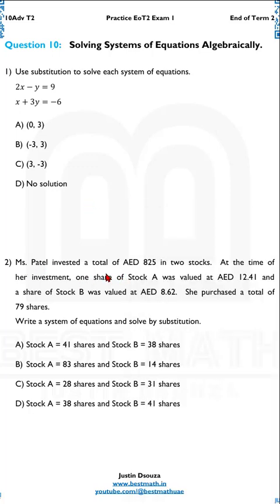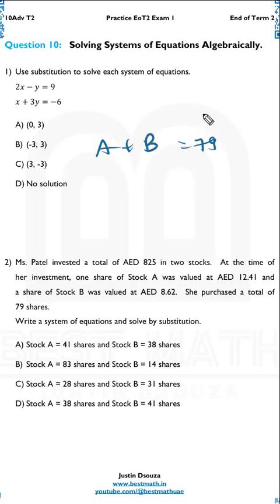Miss Patel invested a total of 825 dirhams in 2 stocks. At the time of investment, one share of stock A was valued to be 12.41 dirhams and a share of stock B was valued to be 8.62 dirhams. She purchased a total of 79 shares. First, you need to write the equations. What are the two possible equations? How many shares are there in total? 79. So if you do A plus B, that must be 79.